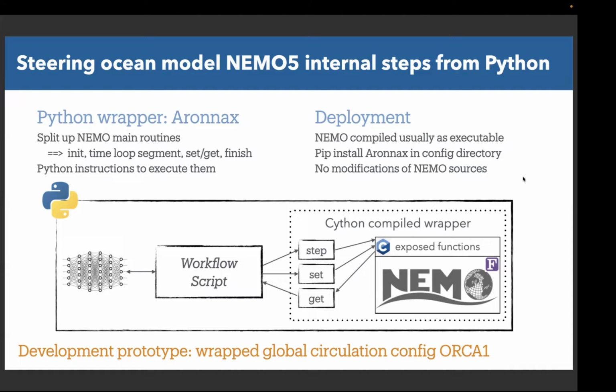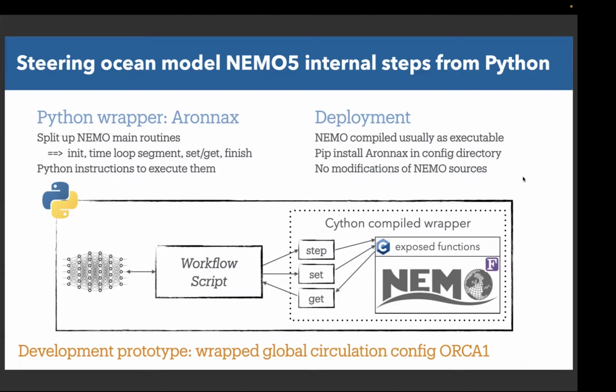For the deployment, NEMO is compiled as usual as an executable, so nothing changes at this moment. The Python wrapper then just needs to be installed, and it will pick what it requires from the already compiled NEMO sources and the additional sources to deploy the Python wrapper. It can be seen as a plugin instead of something that replaces NEMO. For the moment, the development prototype is the global circulation configuration Orca1.